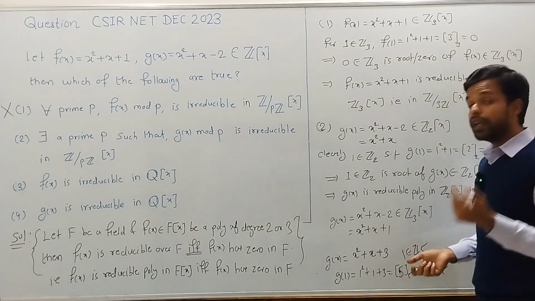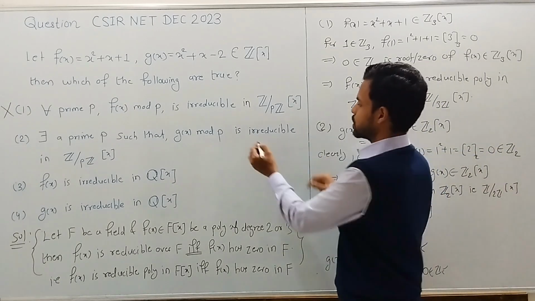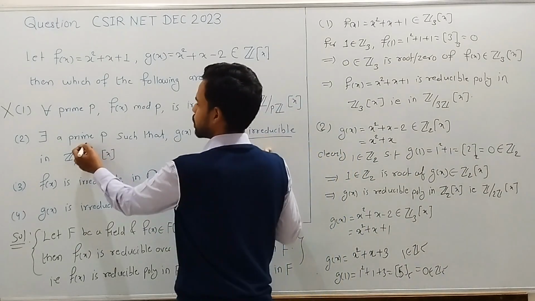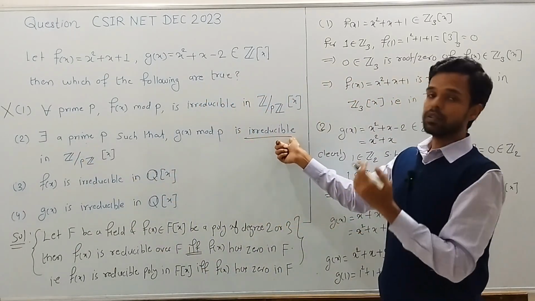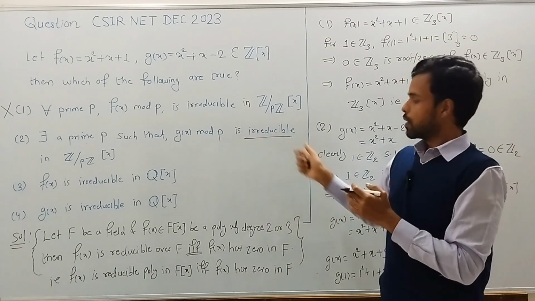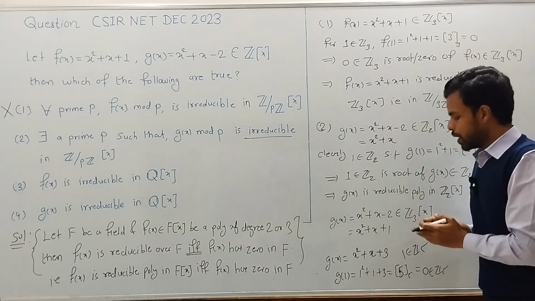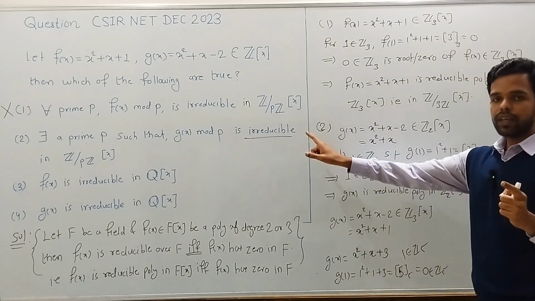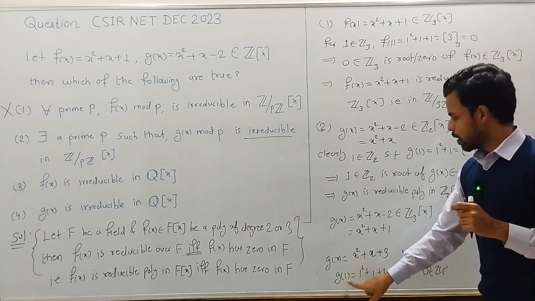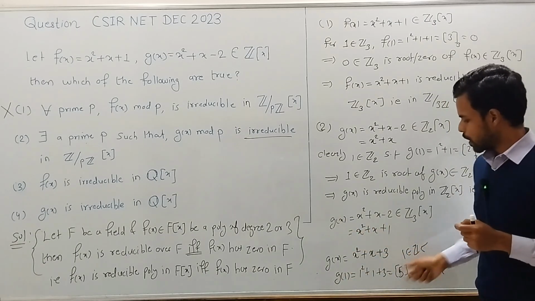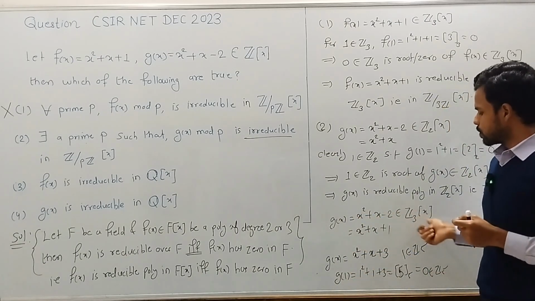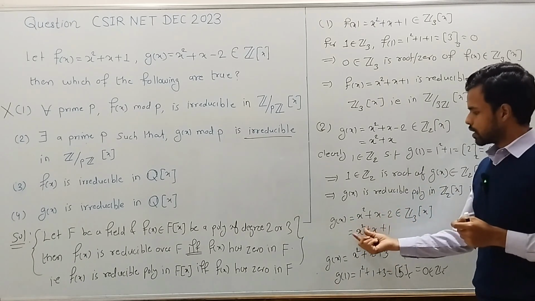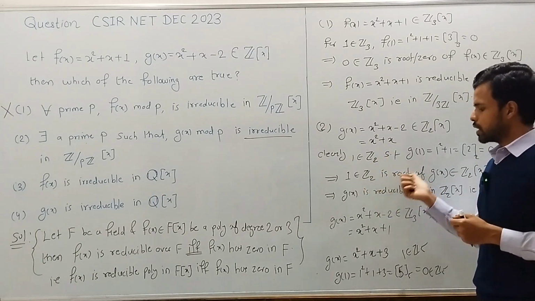G of x is a reducible polynomial, but here what does the option say? It says there exists a prime p such that g of x modulo p is an irreducible polynomial in Z_p of x. But we have seen that for every prime p, 1 in Z_p is a root of g of x. For example, in the case of Z5, 1 is a root. In the case of Z3, 1 is a root. In the case of Z2, 1 is a root.